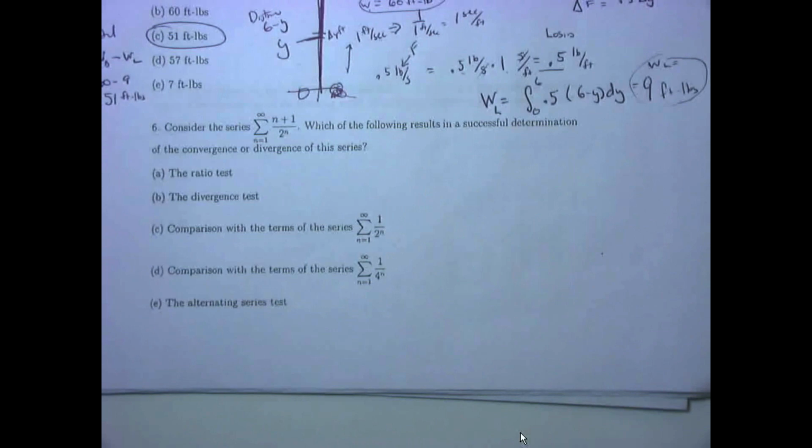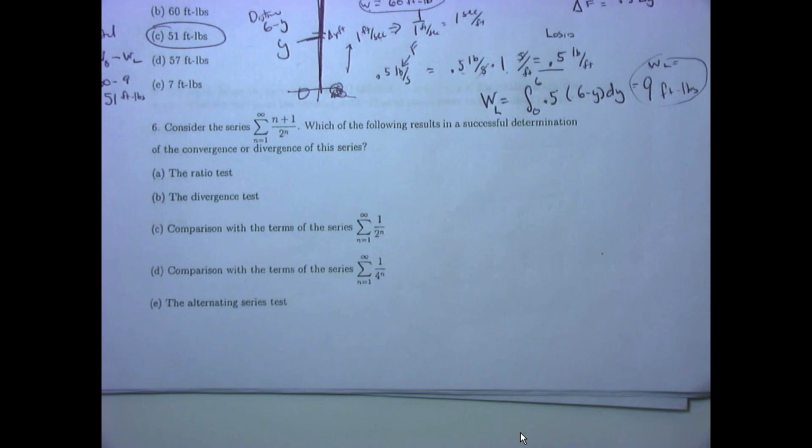Number 6 is this. Consider the series. The sum goes from 1 to infinity of n plus 1 over 2 to the n. Which of the following results in a successful determination of the convergence or divergence of this series? I got a question for you. All right, straight up, look at their words that they're asking you to do.